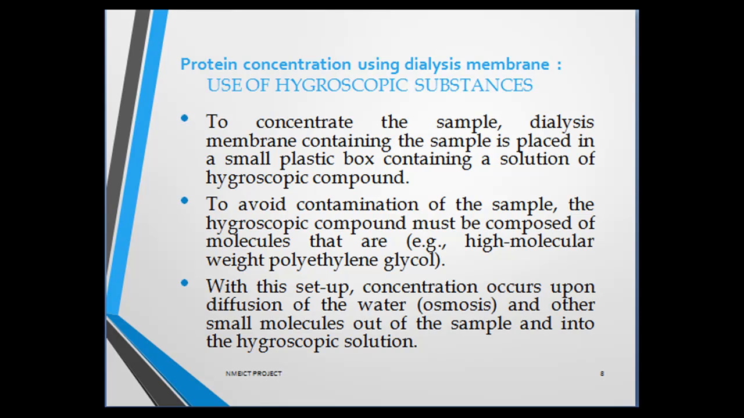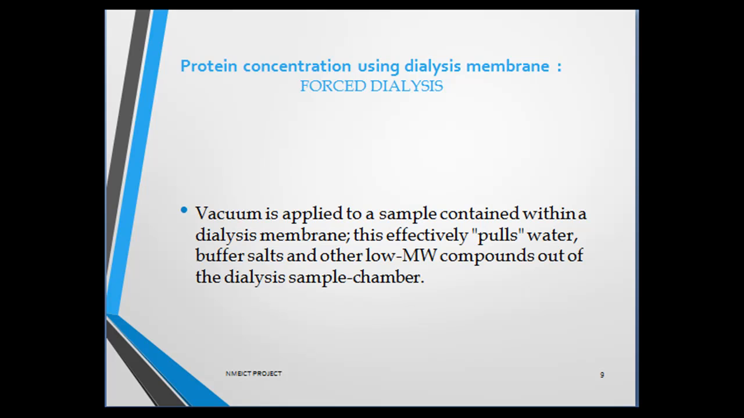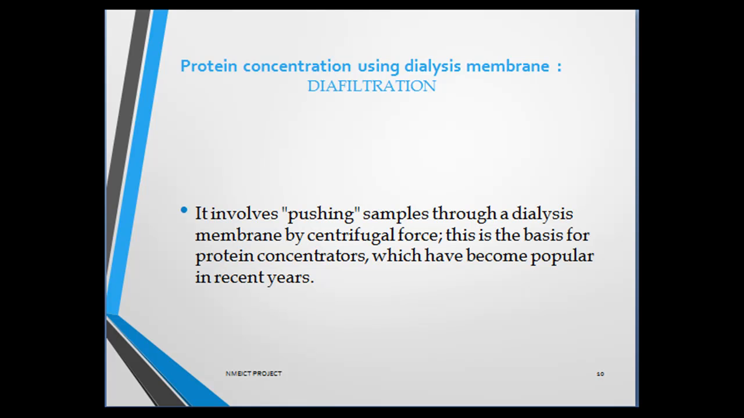The second way of concentrating protein is forced dialysis. In this, vacuum is applied to a sample contained within a dialysis membrane. This effectively pulls water, buffer salts, and other low molecular weight compounds out of the dialysis sample chamber. The third method is diafiltration, which involves pushing samples through a dialysis membrane by centrifugal force. This is the basis for protein concentrators, which have been popular in recent years.